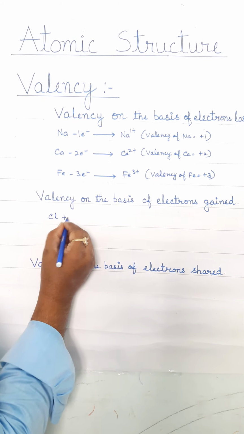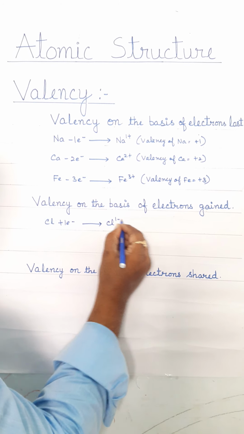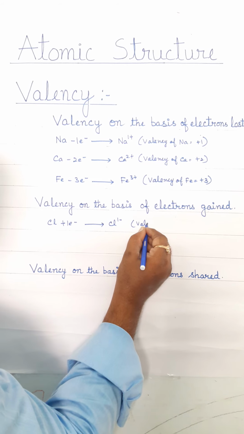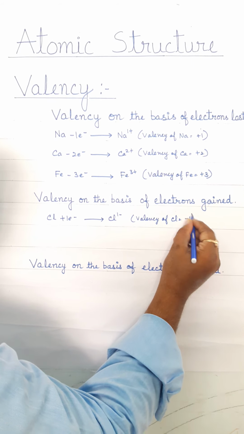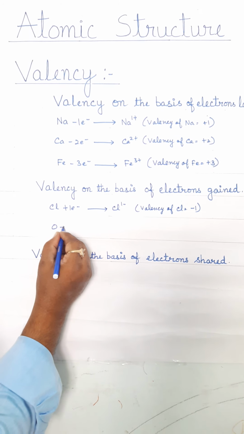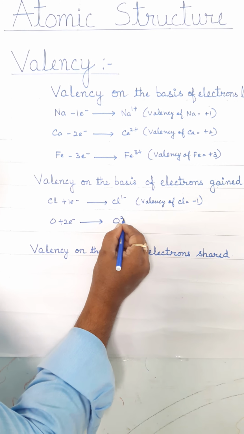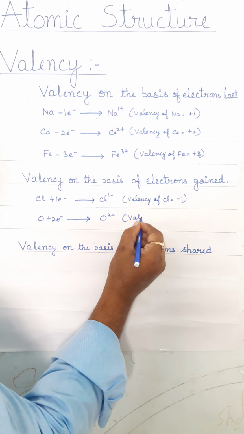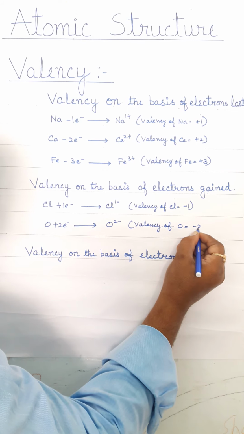Chlorine gains 1 electron to form Cl1 minus. So valency of chlorine is -1. Oxygen gains 2 electrons during a chemical reaction to form O2 minus. So valency of oxygen is -2.